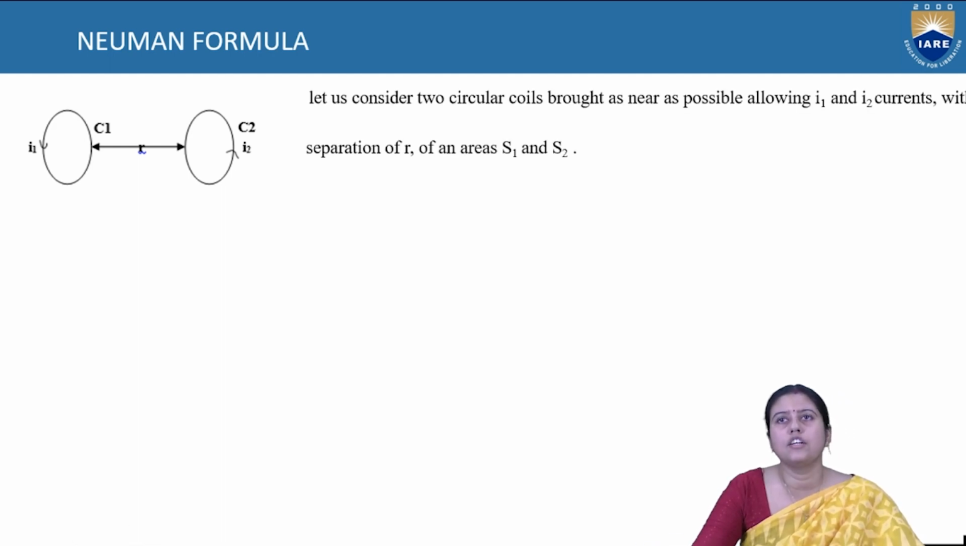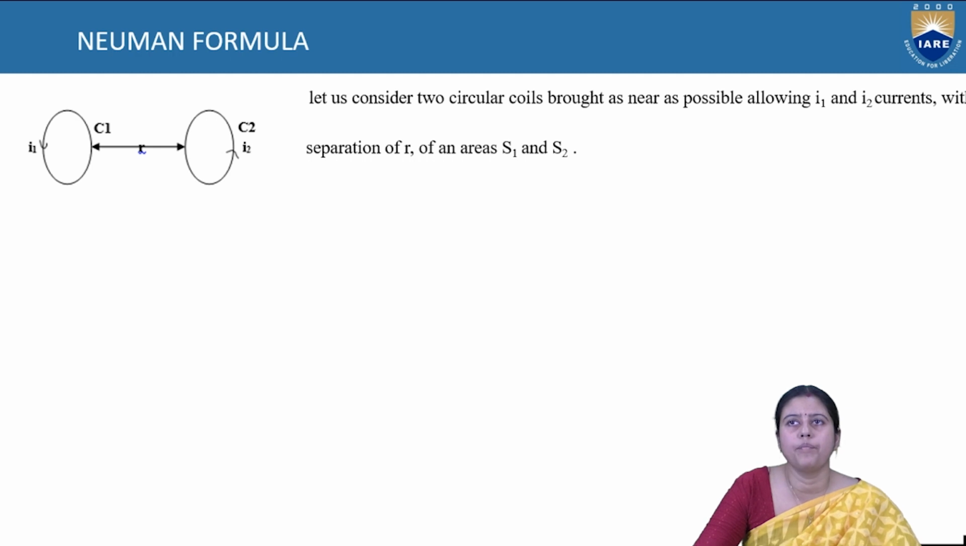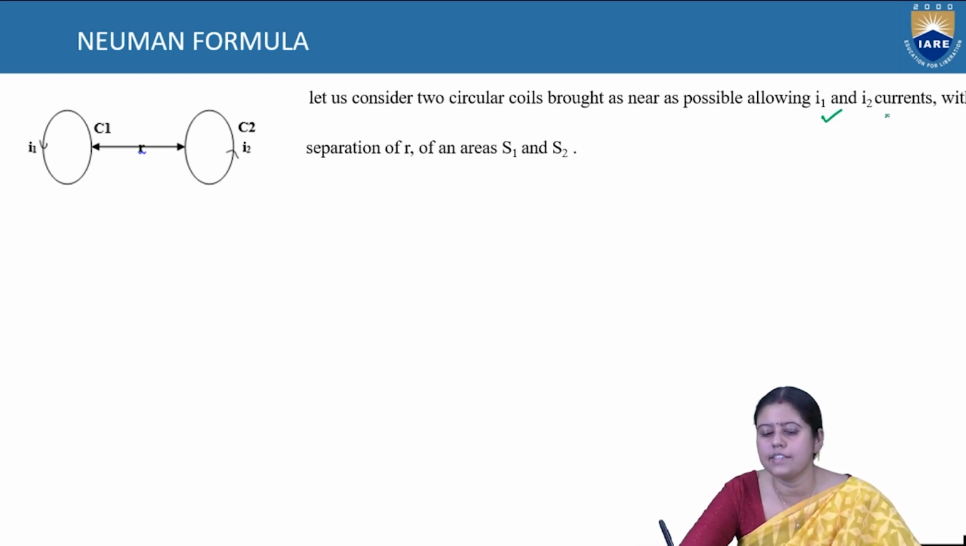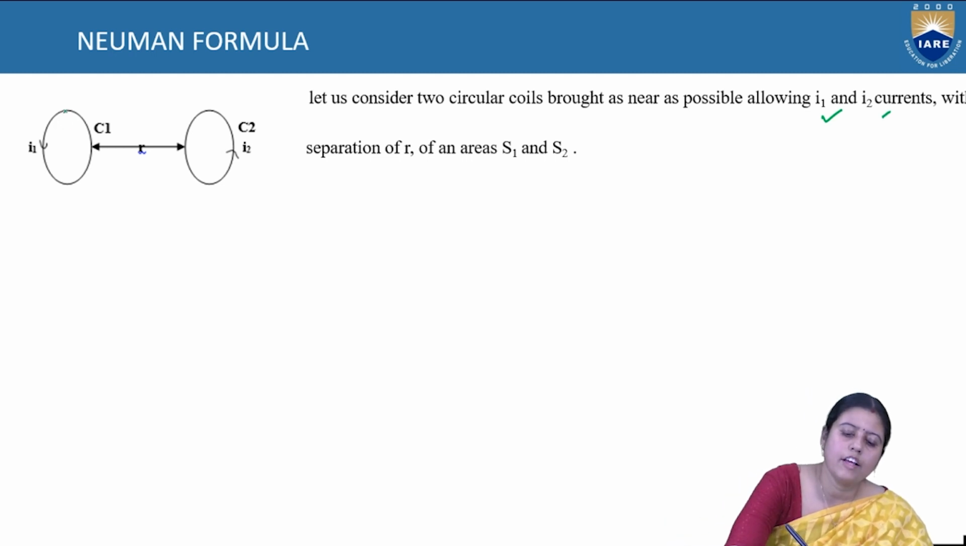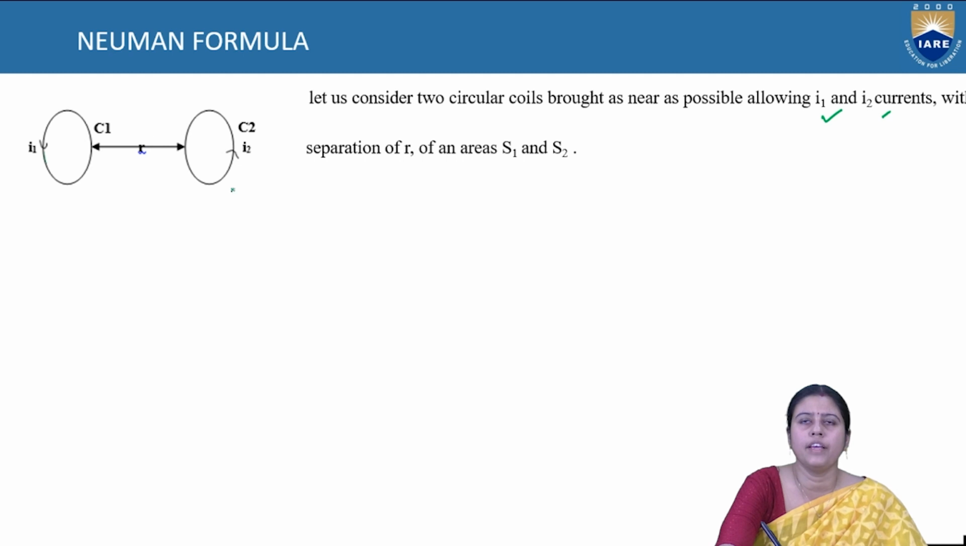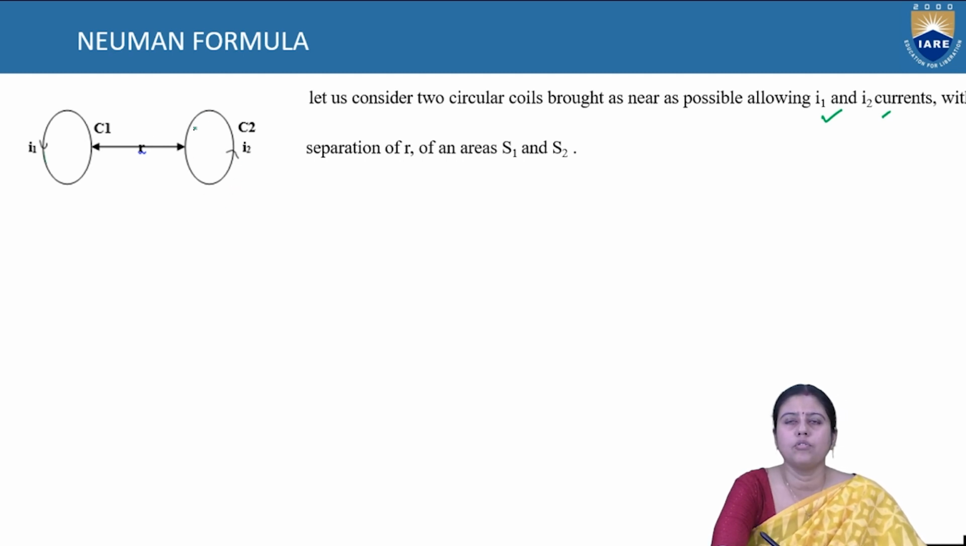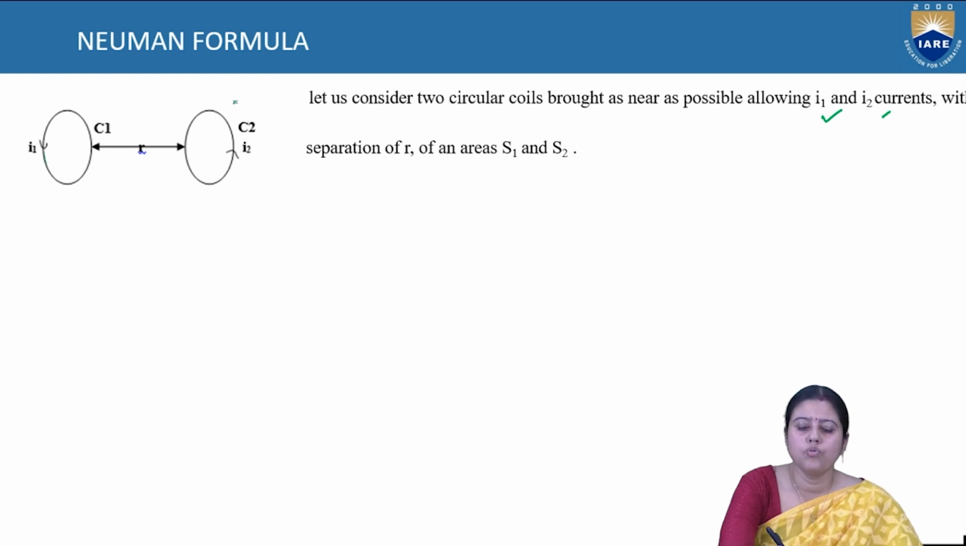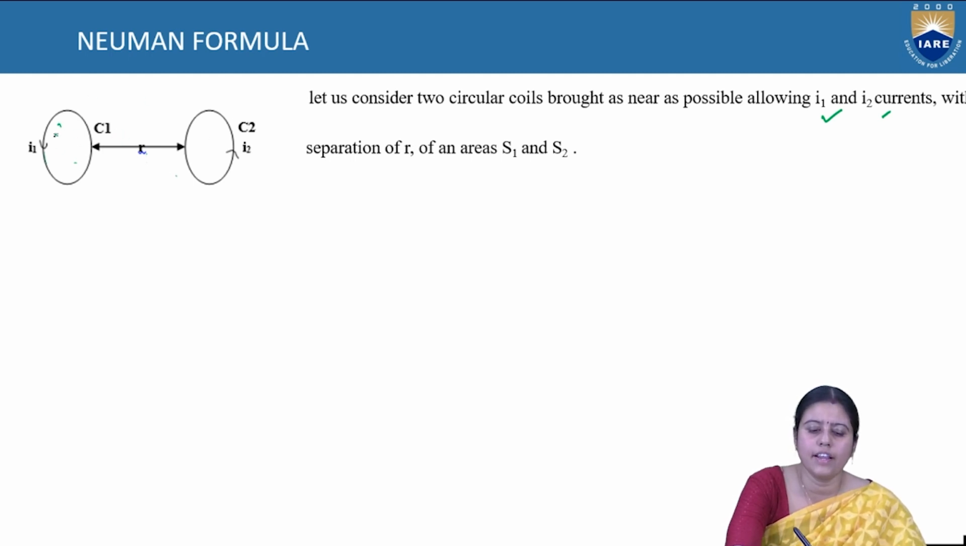Let us consider two circular coils placed as near as possible, with currents I1 and I2 flowing. In the first closed contour C1, current I1 is flowing. In the second contour, current I2 is flowing. The separation between the two points is R, and the cross-sectional areas are S1 and S2.